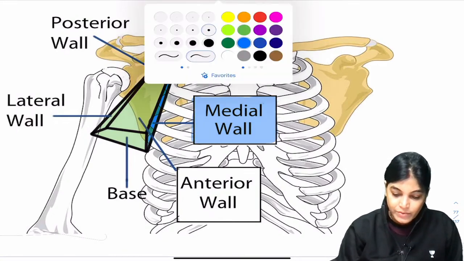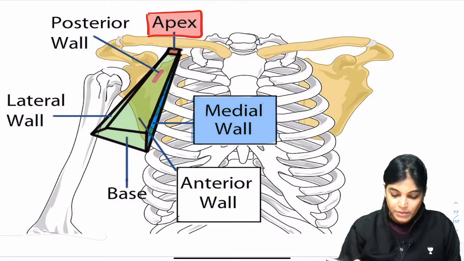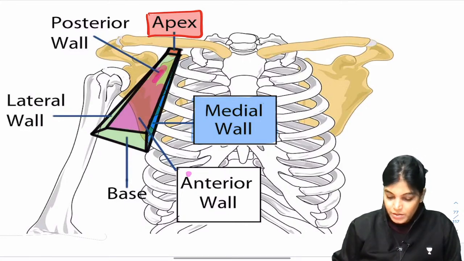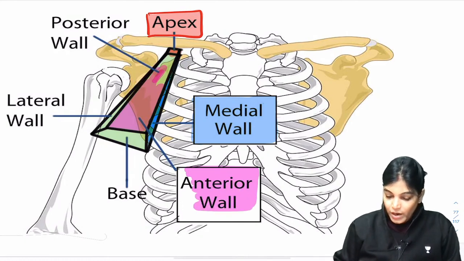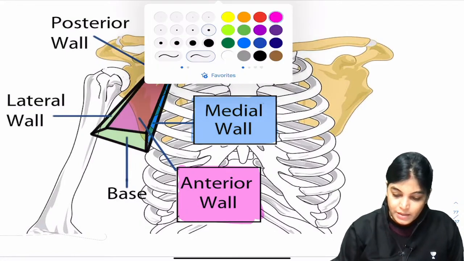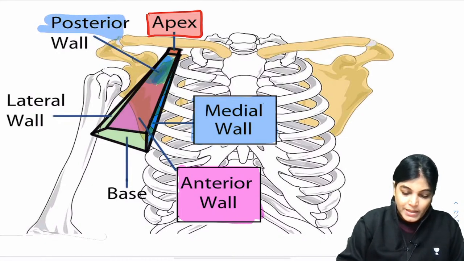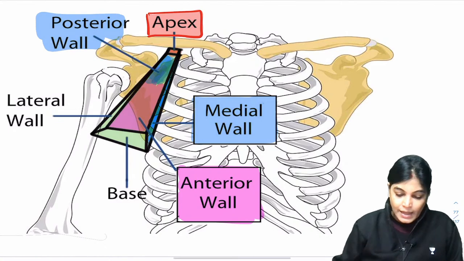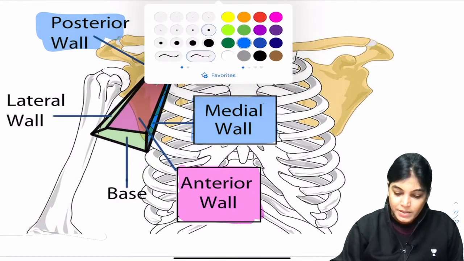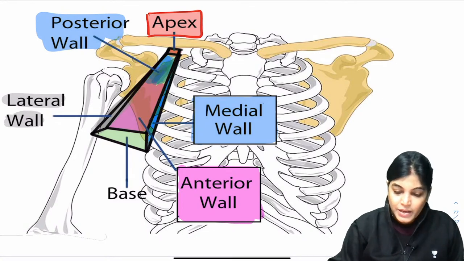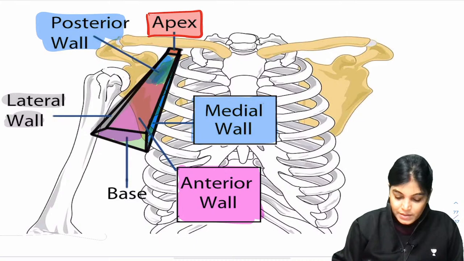Now, if I talk about the anterior wall, it will be formed by the pectoral region. So this is the anterior wall, and actually this is an anterior view. Just to make you understand, just posterior to it will lie the posterior wall, which is covered by the anterior wall basically. And the lateral wall is exactly this, which is formed by the upper aspect of the arm, and we also have the base. So this is the base.